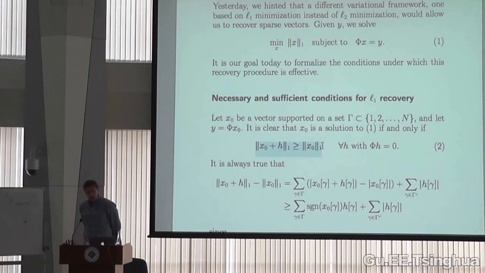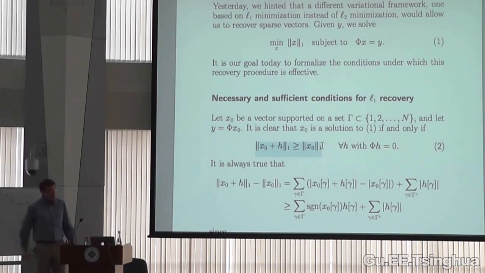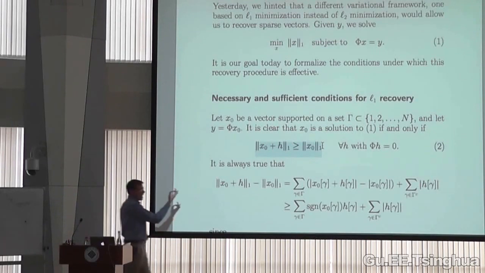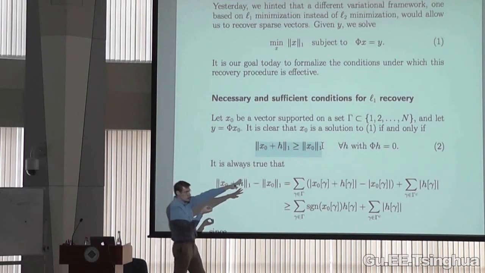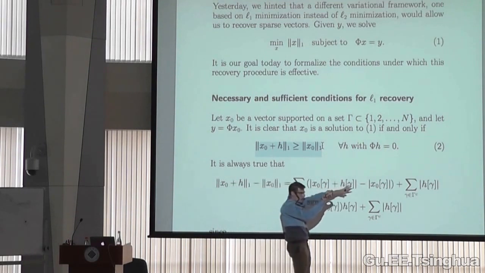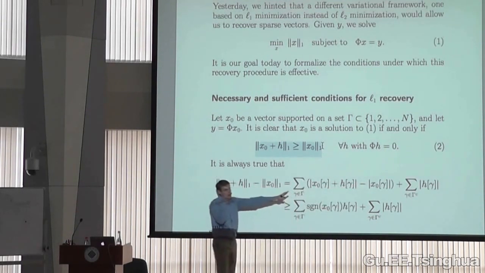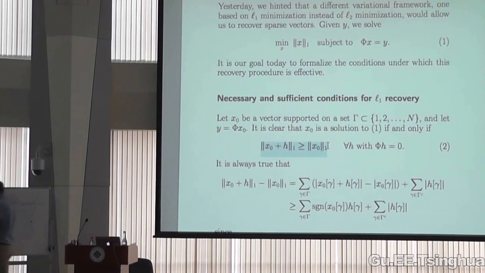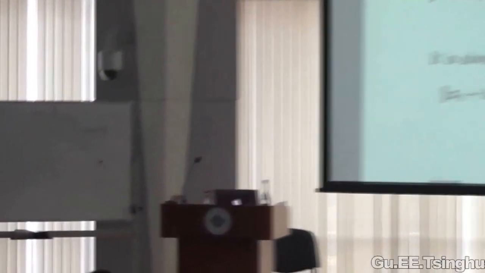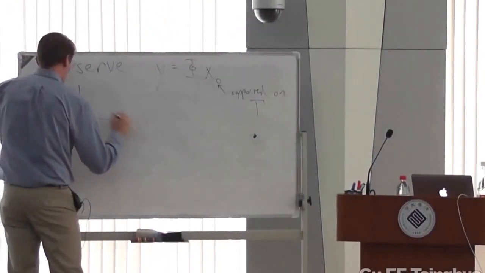That's saying, essentially, that if I'm sitting at this point x naught, I look at all the places I can move to stay feasible. So all the directions I can move from x naught such that phi times wherever I move is still equal to y. That restricts me to moving in the null space of this matrix phi. Wherever direction I move, the L1 norm must not decrease. One useful picture to have in your mind is something like this.